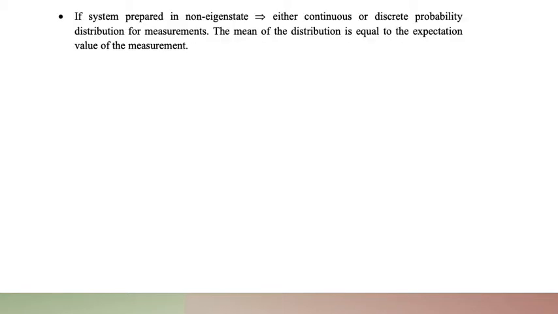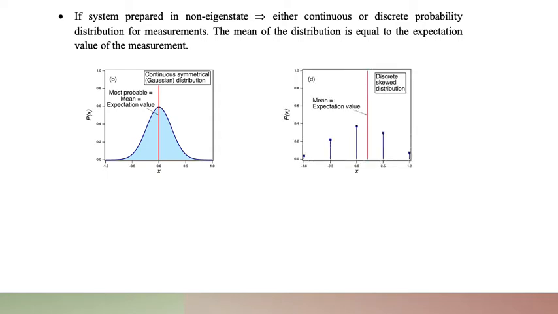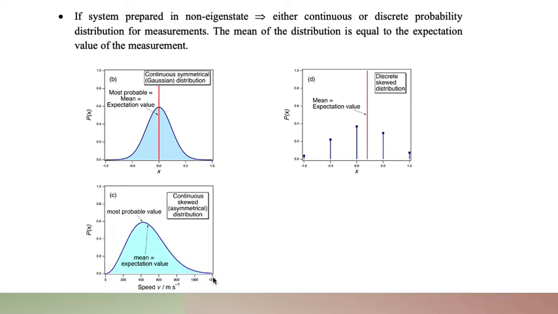value. But if we prepare a system in a non-eigenstate of that operator, then we can get either a continuous or a discrete distribution. And continuous distributions and discrete distributions can either be symmetrical, such as this one, or they can be skewed, right? Like the Maxwell-Boltzmann distribution that we've seen and encountered many times before, right?